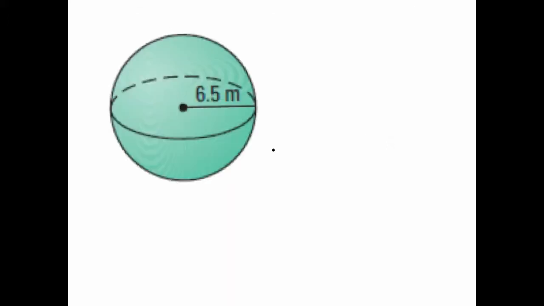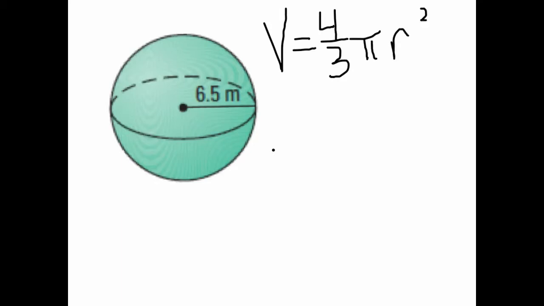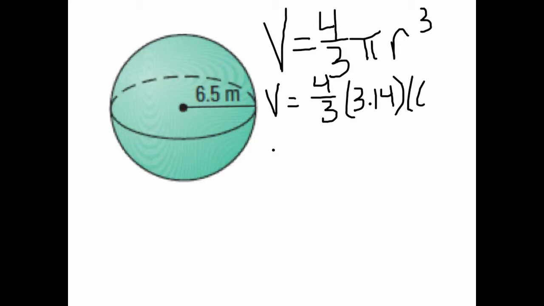Alright guys, let's look at this sphere. I see that the sphere has a radius of 6.5 meters. And if I want to find the volume, I'm just going to use my formula. V equals 4/3 pi r cubed. And in this case, the radius is 6.5. So let's just plug it in. Let's also plug in 3.14 for pi since we already know what that number is. So volume equals 4/3 times 3.14 times 6.5 cubed.